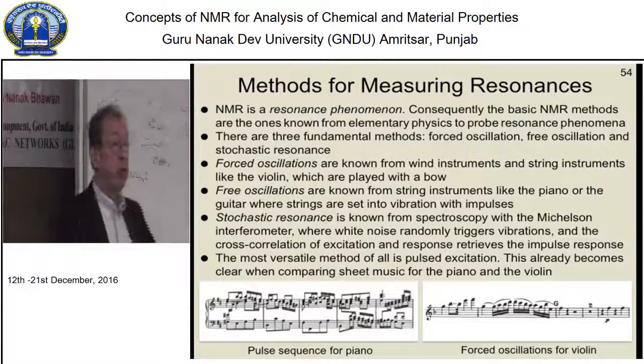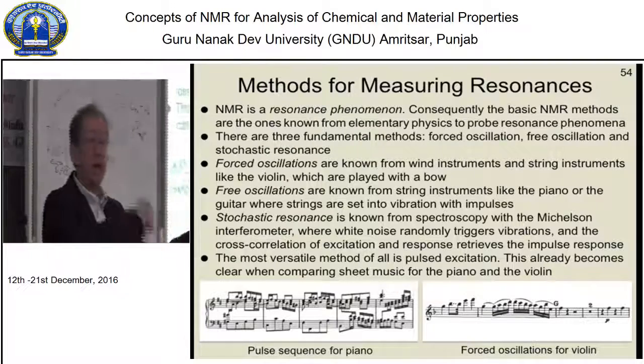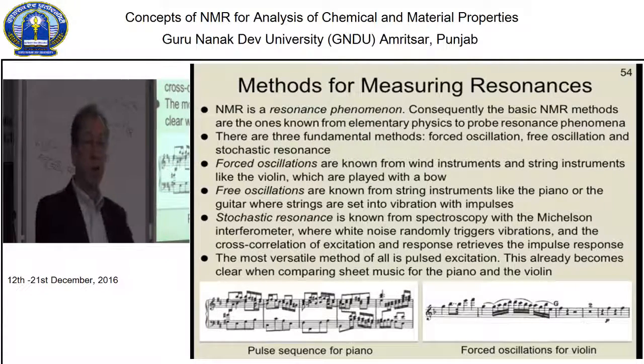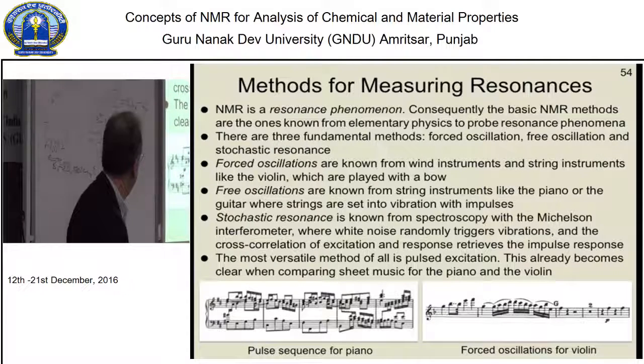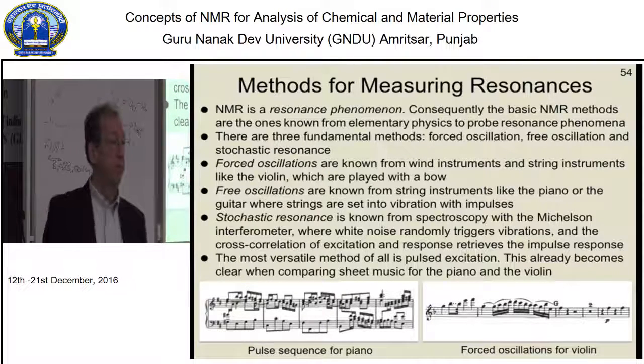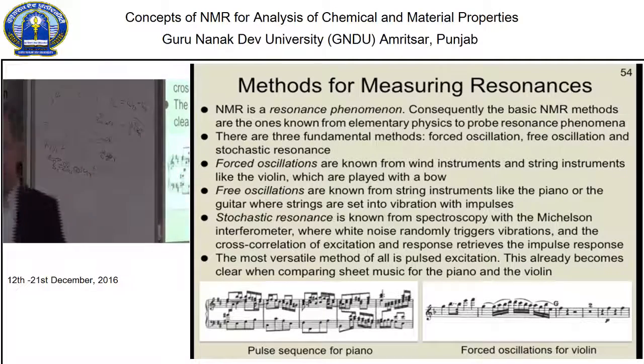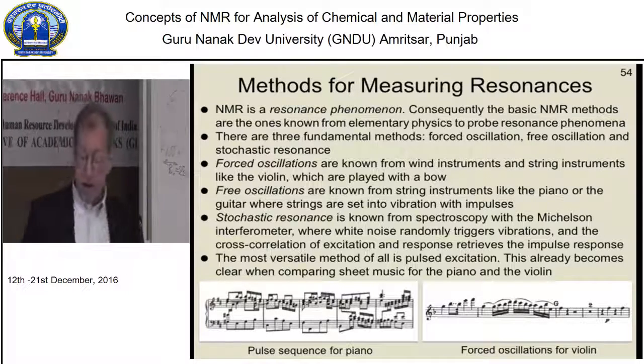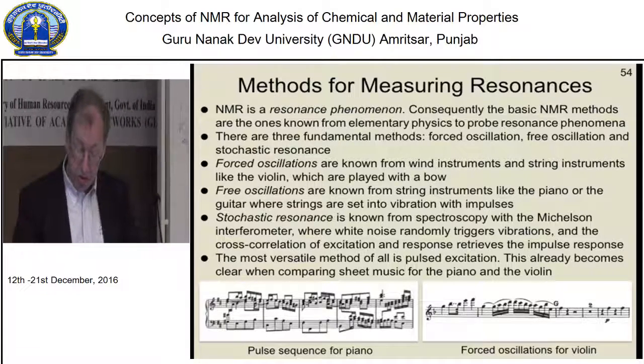And these are forced oscillations. You play one note after the other with the violin. But with the piano, you have all your fingers and you can play 10, or I don't know how many, 1, 2, 3, 4 notes at a time. This is more difficult. You have to coordinate much better in your brain what notes to play. And this is the pulsed excitation. So this is more versatile, and that is why pulsed excitation is used in NMR.